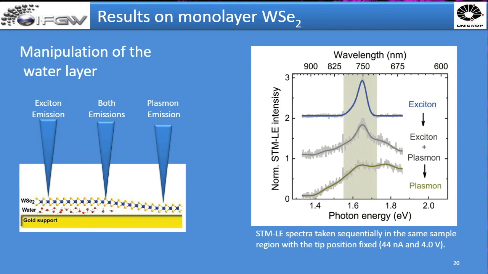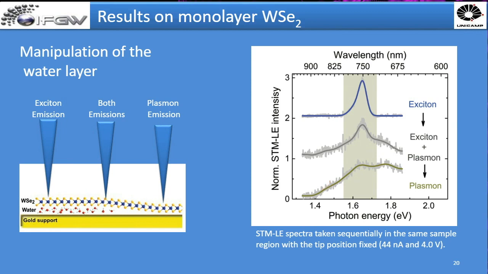And by doing this, we could see that on the first round, we have only the excitonic emission that is here. So we understand that the TMD is decoupled by the water layer. And if we insist for some time on the same region, we start to have both emissions and in the end, just the plasmonic emission. So you see here how the plasmonic spectrum in this system looks like. It has really nothing to do with the excitonic emission.